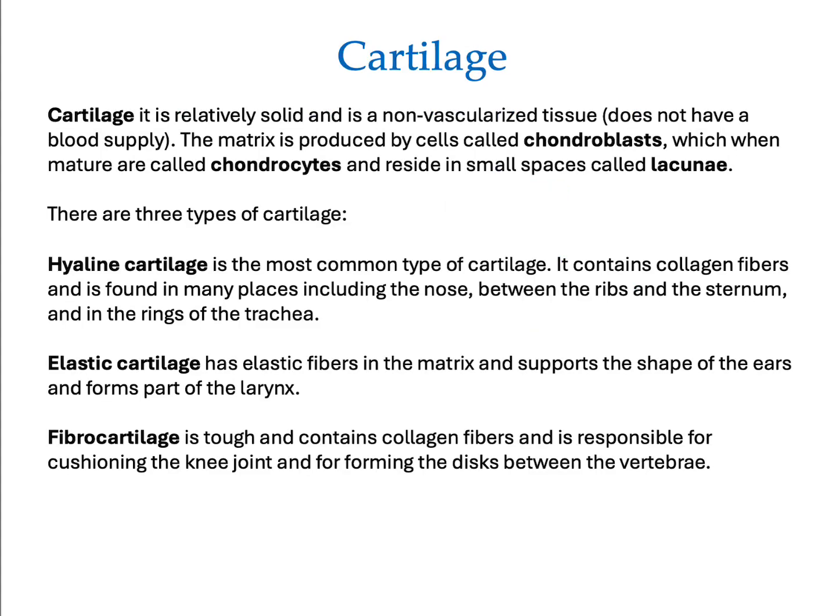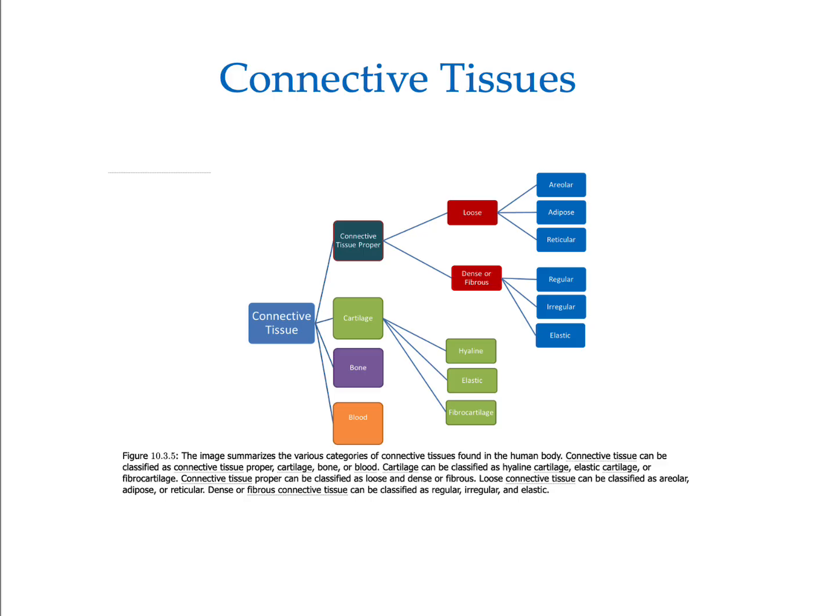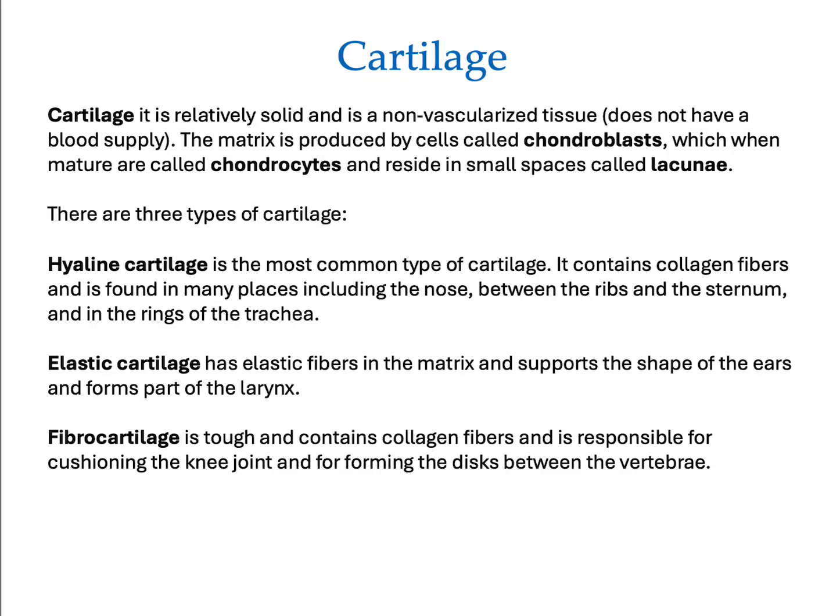Then we have cartilage, which is another category of its own from the main category, connective tissue. It is a relatively solid and non-vascularized tissue. In other words, it does not have a blood supply. The matrix is produced by cells called chondroblasts, which when mature are called chondrocytes and reside in small spaces called lacunae. So there you've got a bunch of new terms to look at.